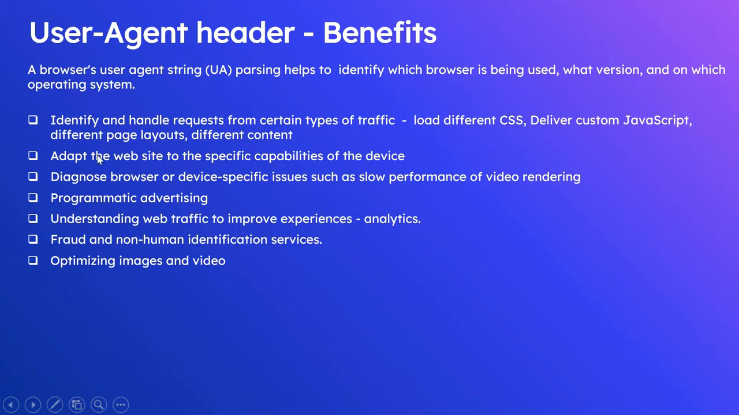The user agent data helps us to identify and handle the request from certain types of traffic. Based on the data, you can load different CSS or deliver custom JavaScript or even different page layouts or different content itself, then adapt the website to the specific capabilities of the device. Based on the device capabilities, you can change your website. It also helps to diagnose browser or device specific issues, for example performance issues. It helps to enable programmatic advertising and web analytics.